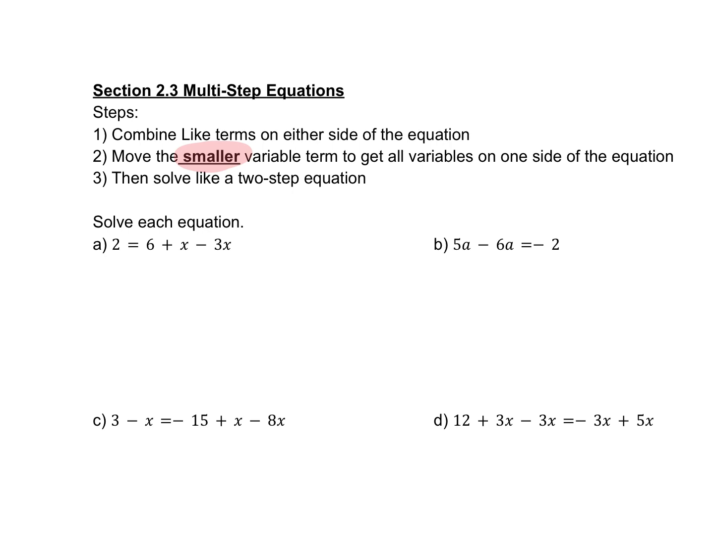So the reason why I am stressing smaller, it decreases your likelihood of dealing with negative numbers. Everybody hates negative numbers, myself included. So if we can make a system to where we are less likely to deal with negative numbers, I think we're going to have a higher chance of being successful. Okay, so after you do that and you move the smaller variable term over, then it's just a two-step equation and you solve it just like we've done on the last lesson.